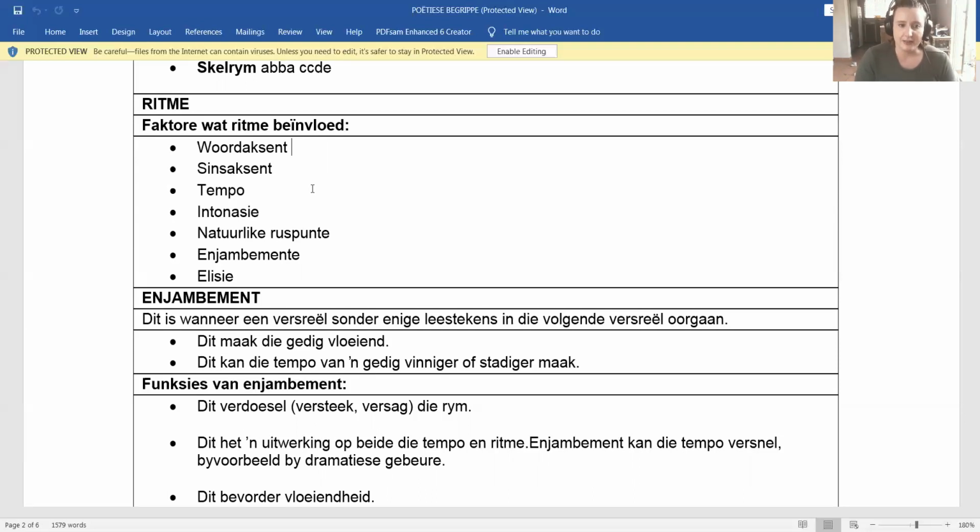Okay, and then it just goes from one line into the next without stopping. And then we've got ellipse. Enjambment is when one line without any punctuation goes on, and I'm going to say it again, okay? What does it do? It makes the poem flow, and it also changes the tempo of the poem. It can make it faster or slower, okay?